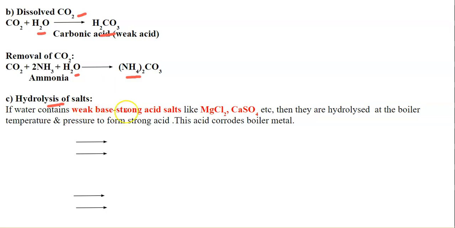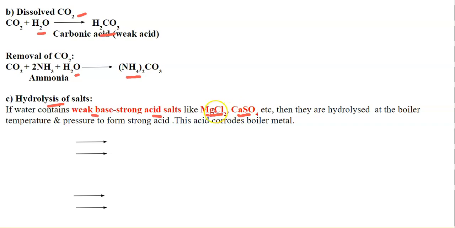So if water contains weak base and strong acid salts like magnesium chloride, calcium sulfate. So these are the salts of weak base and strong acid. Like Mg is coming from magnesium hydroxide, which is a weak base, and Cl is coming from a strong acid, which is HCl, hydrochloric acid. So these are the salts of weak base and strong acid. Similarly, calcium sulfate, calcium is coming from weak base like calcium hydroxide, and SO4 is coming from a strong acid like H2SO4.